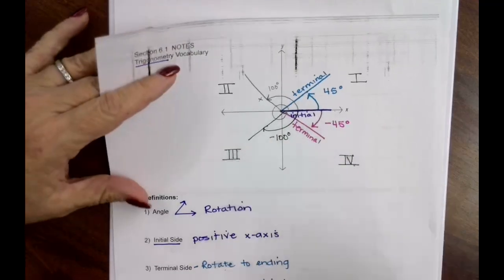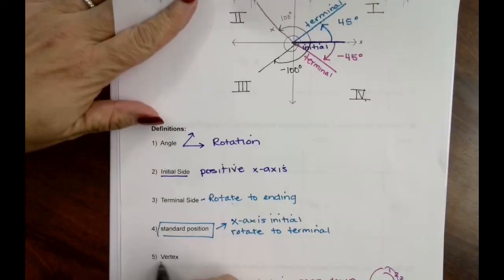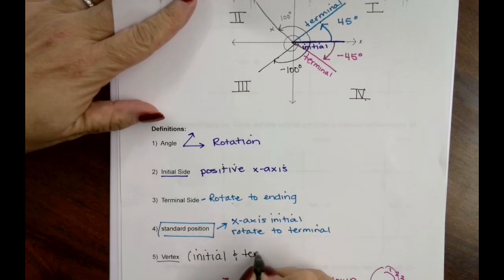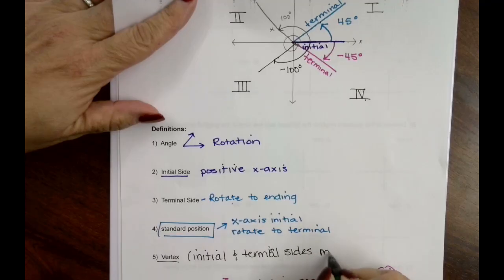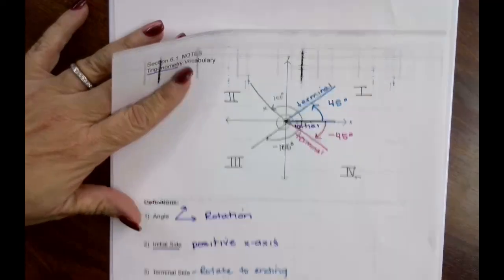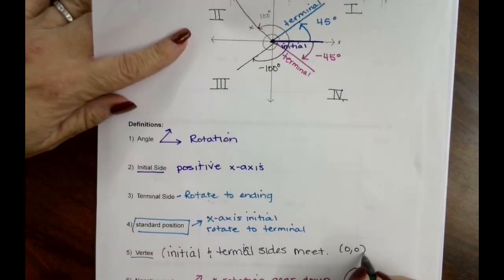Okay, so our concept of a vertex is the same. So the vertex is where our initial and terminal sides meet. And in this class, this is almost always going to be right here at the origin, and so we would say that that's going to happen at (0, 0).